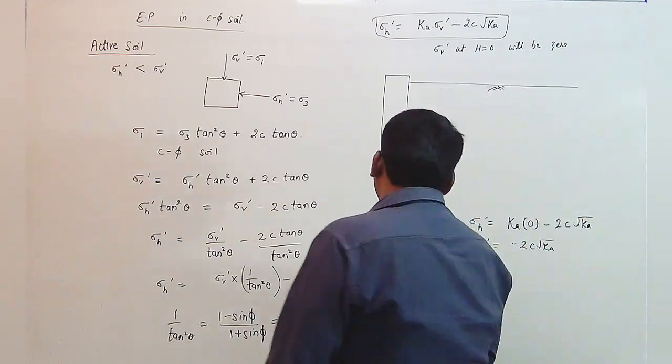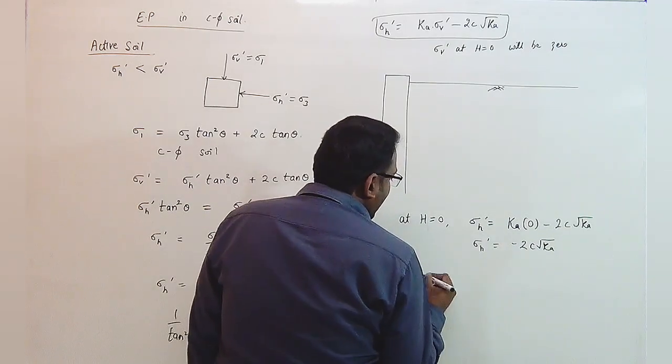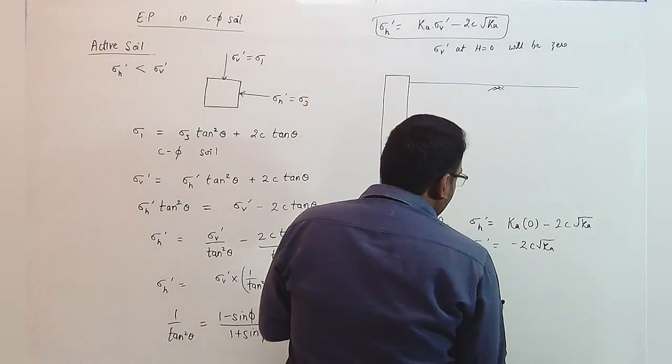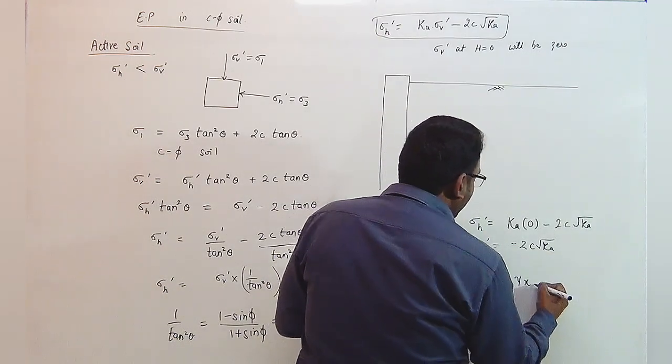Fine. If we go downwards from the ground level, at H equals x, the vertical effective stress will be equal to gamma into x.